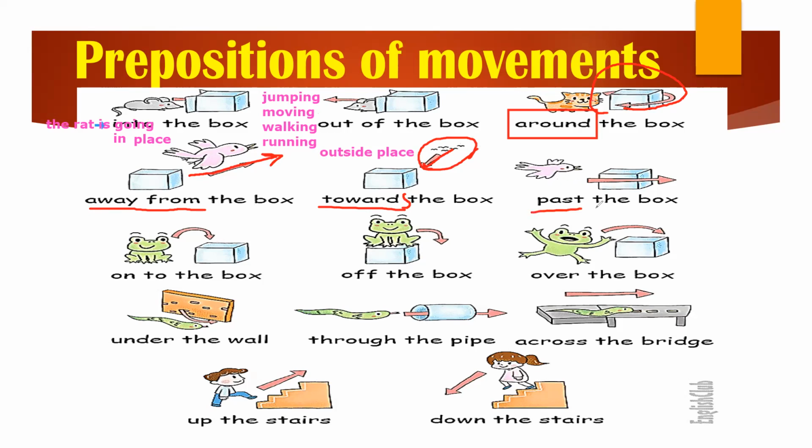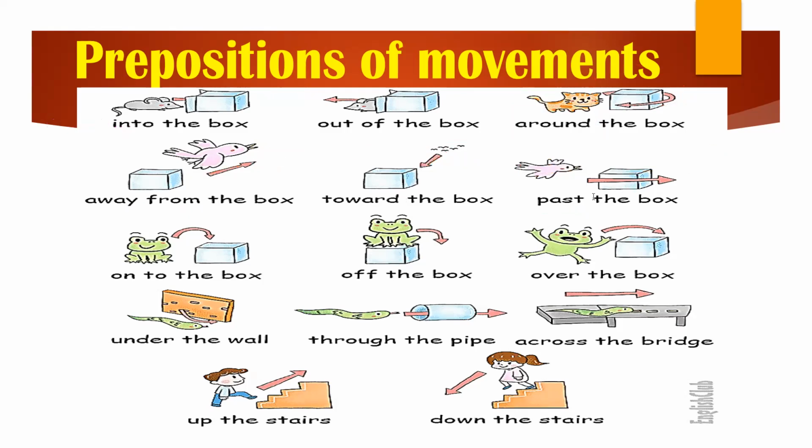What's next? Past the box. Here the bird started from this place. And here is the box. But the bird is gonna come here to this tree, for example. So in order for the bird to fly from here to the tree, it's going to fly past the box. So it's gonna pass by. The bird is going to pass by the box.